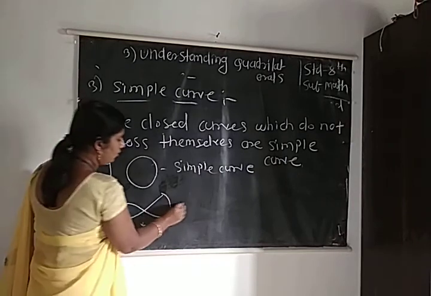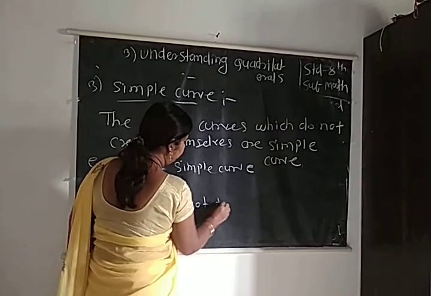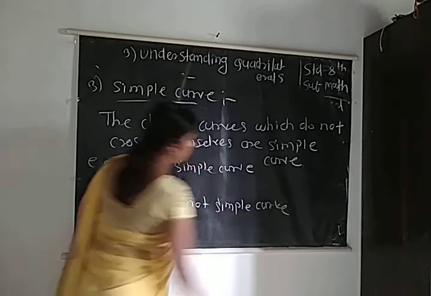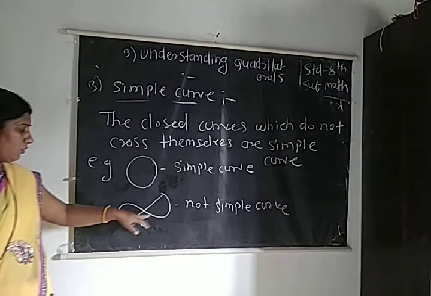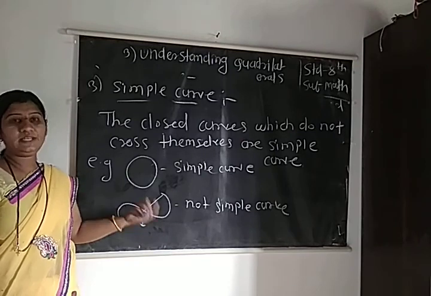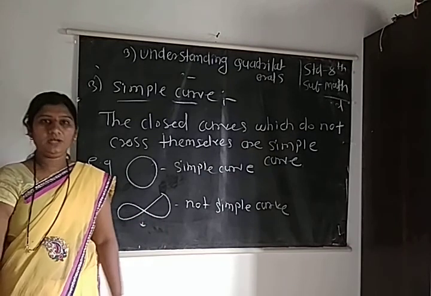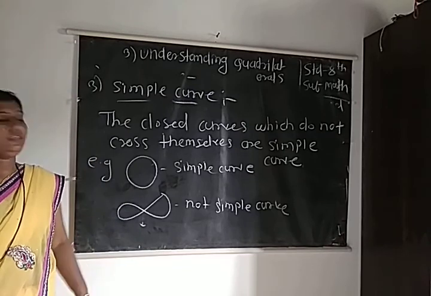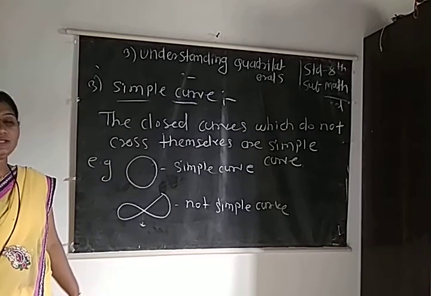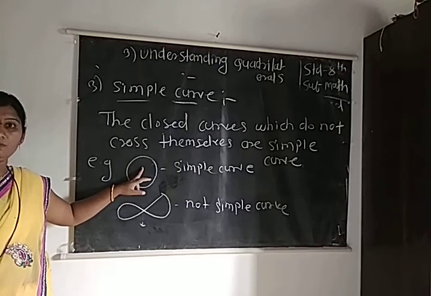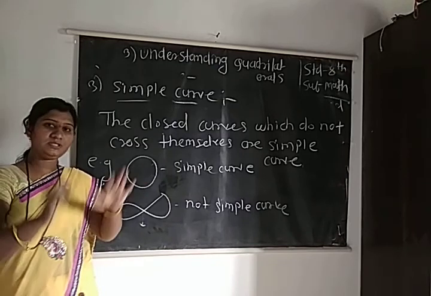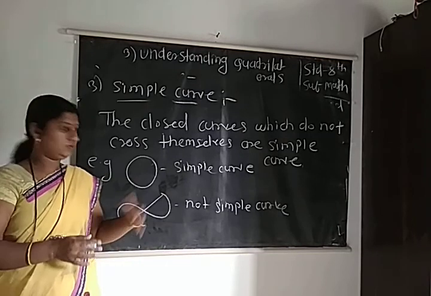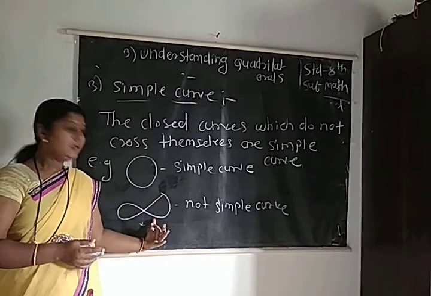Now the second example. No, this is not a simple curve. Why is this not a simple curve? Because here it crosses. It is crossed here, so this is not a simple curve. So a closed curve which does not cross itself is a simple curve. This is an example of a simple curve. In a simple curve there is no crossing. So this is called simple, and that's why this is not a simple curve.